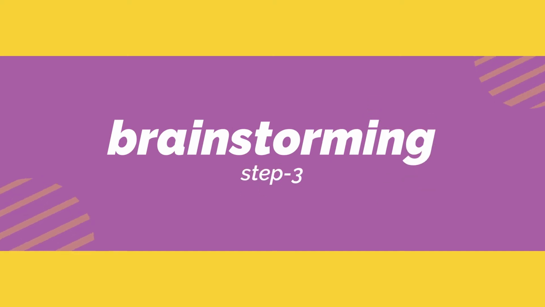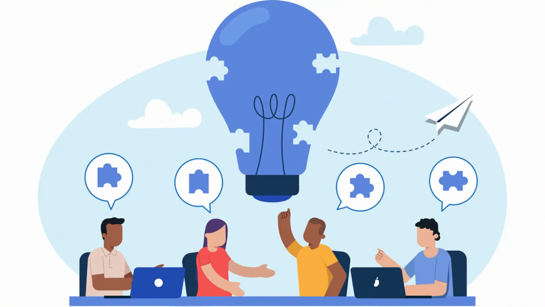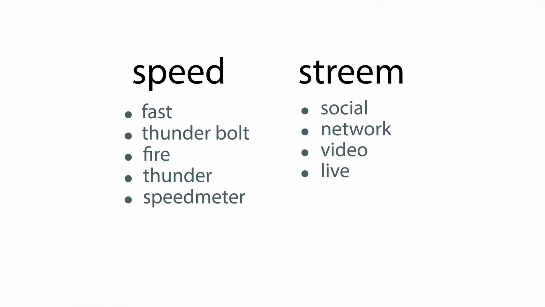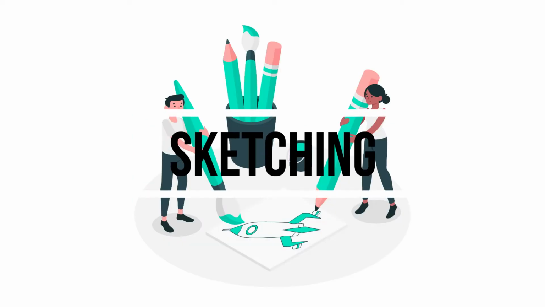First, I start by organizing the information found so far into conceivable pieces. Create a mind map and look for keywords that can serve as a base for developing logo design concepts. Let's see what words come to mind related to SpeedStream. Speed-related words are speedometer, thunder, fast, fire, lightning. I got words from stream: network, video, live, social network. Let's move into 4. Sketching.